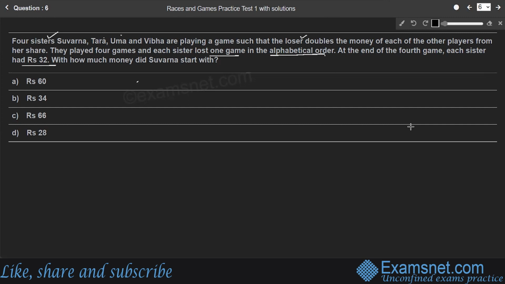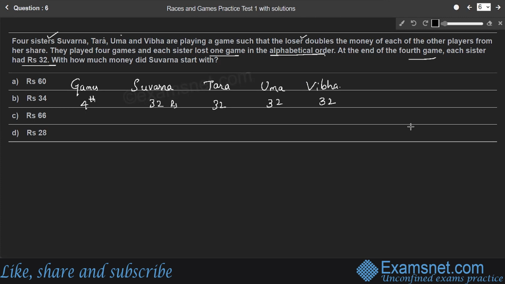So students will consider the 4 sisters' names: Suvarna, Tara, Uma and Vibha. It is given that at the end of the 4th game, each sister had 32 rupees. We'll consider each game. Here the last game is the 4th game, at the end of which each sister had 32 rupees. We'll consider 32 for Suvarna, 32 for Tara, 32 for Uma and 32 for Vibha.